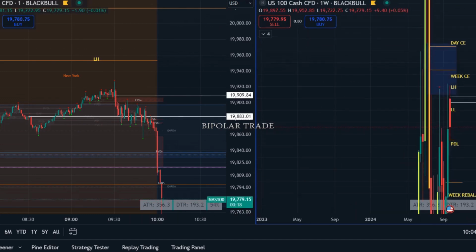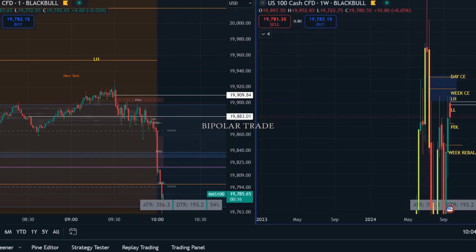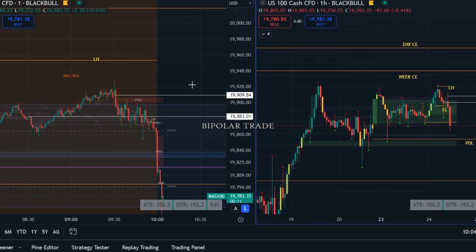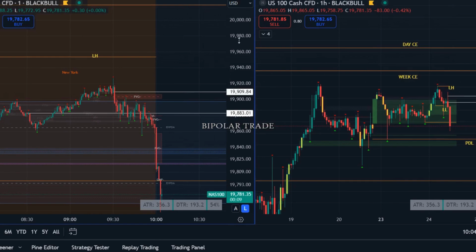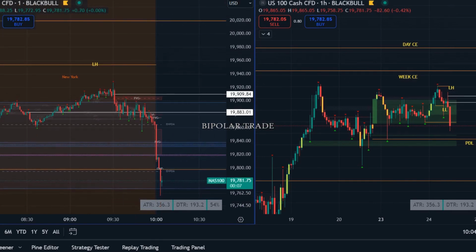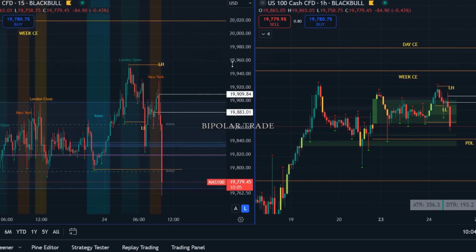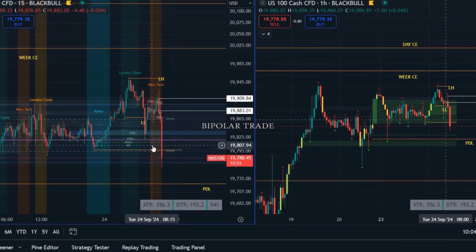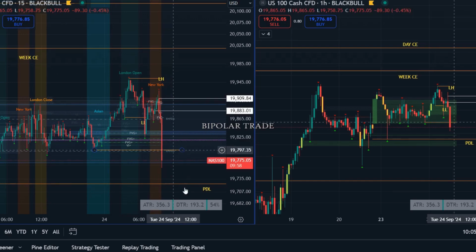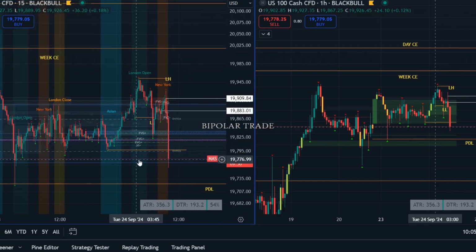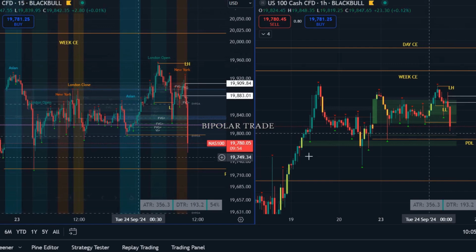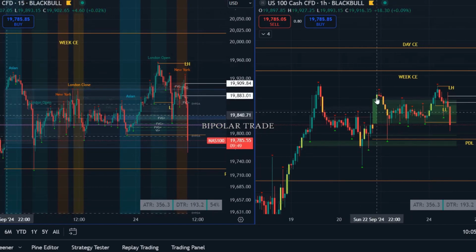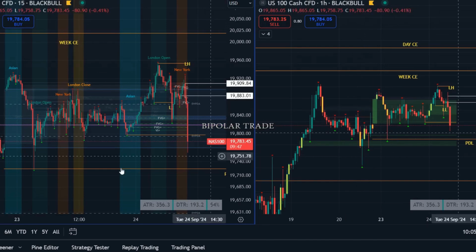So it's inside the weekly range, right? So that's where you see the rejection now. It's taken out the Asia low. And what you have here is, you have this opening gap.